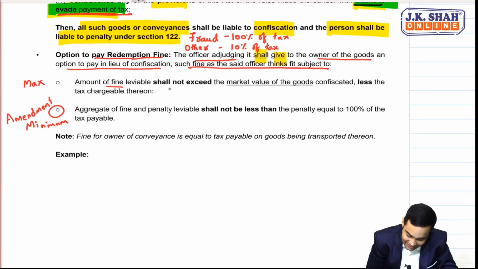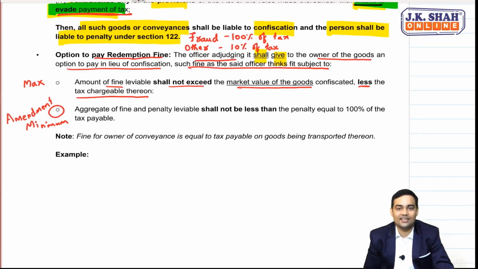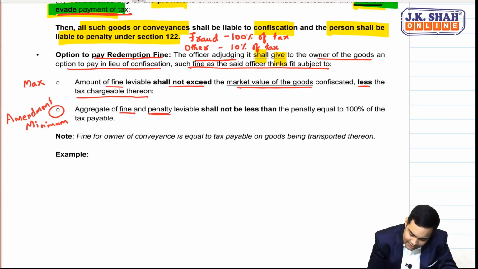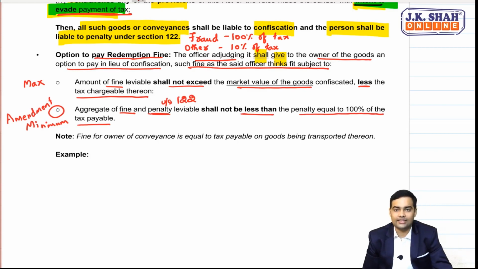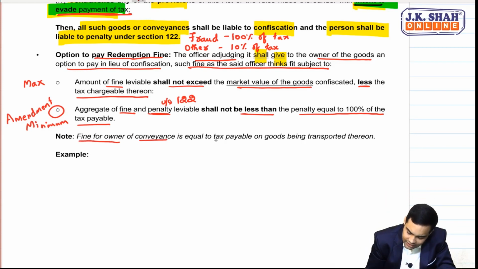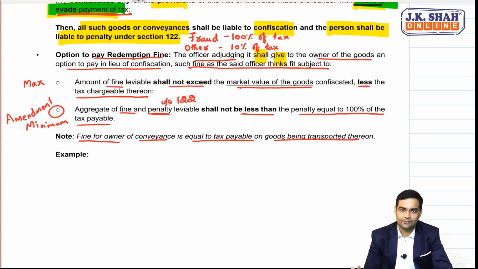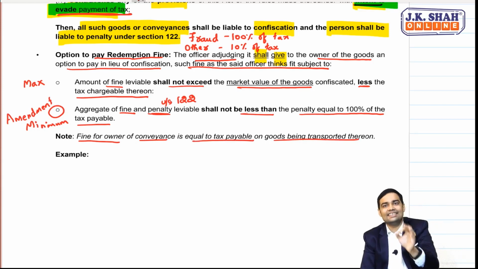The amount of fine shall not exceed market value of the goods less tax chargeable thereon. This is the same. I'll give you an example. Minimum: aggregate of fine and penalty leviable under section 122 shall not be less than penalty equal to 100% of tax payable. I will prove to you that normally minimum will result in zero. Minimum will be zero, sir. Yes, I will show it to you. Fine for owner of the conveyance will be equal to the tax payable on the goods being transported. This is for the vehicle. Redemption fine for releasing the vehicle.